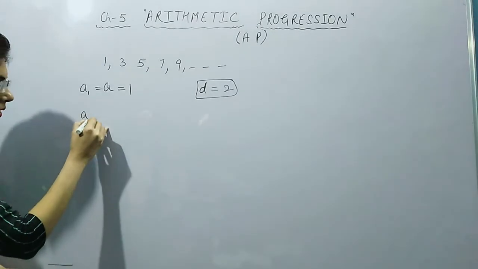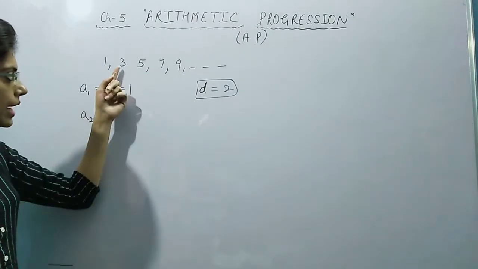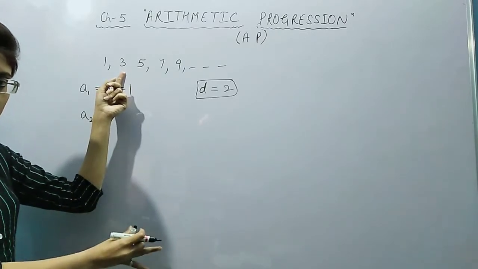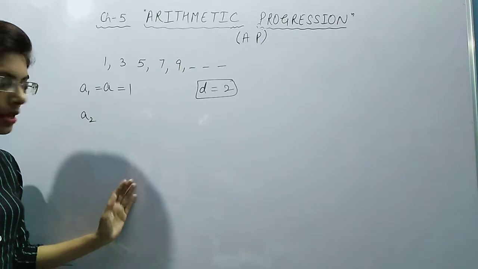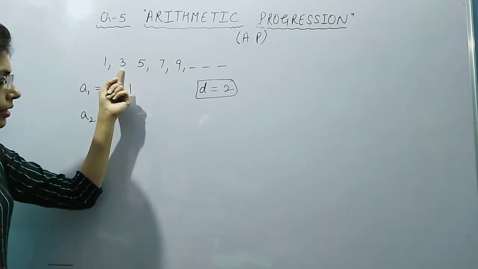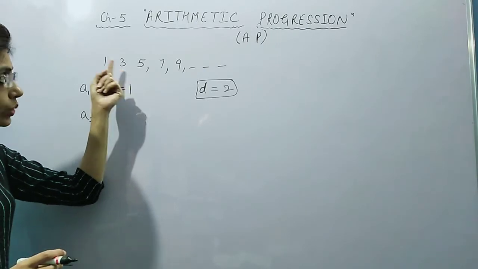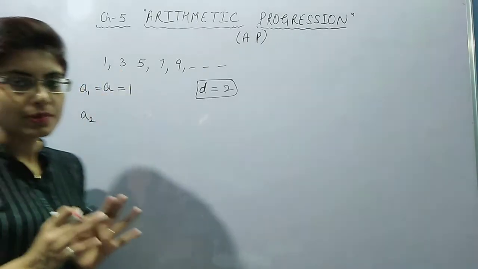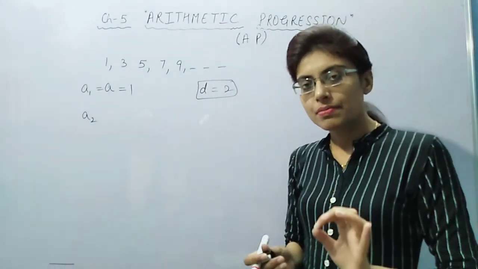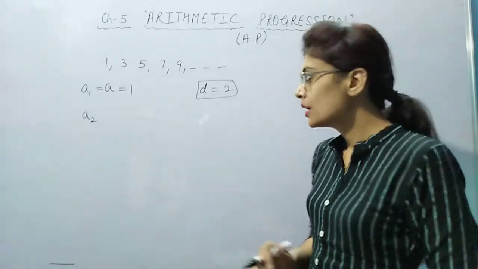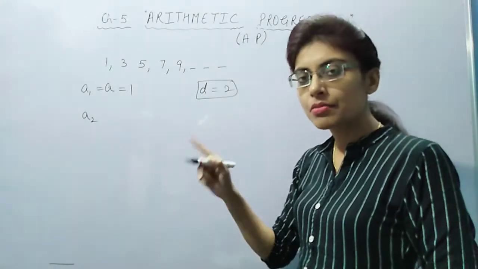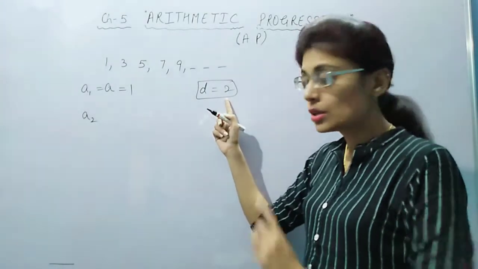Now, I want to find a2. We have seen in this sequence a2 is already given as 3, but we want to derive the formula. For that we shall see step by step. a2 is this term. Now how is 3 obtained? By adding the difference to the previous term. This line is very important. To obtain the next term, we add the difference to the previous term.